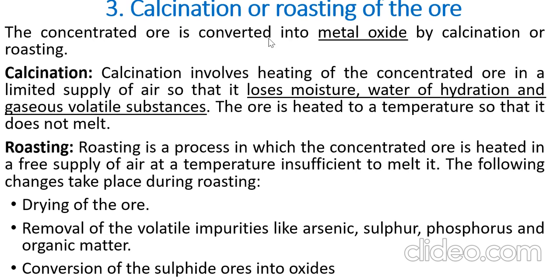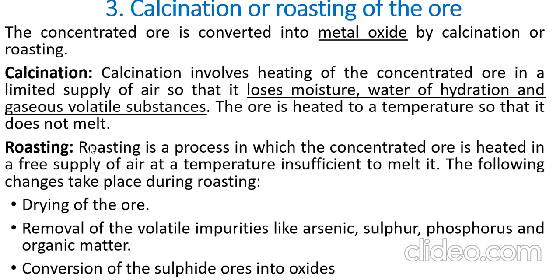So in this case, after each of these processes, the metal is converted to what? Metallic oxide. So calcination involves heating in a limited supply of air. Both involve heating in air. In calcination it is a limited supply of air, while in roasting it is in an open atmosphere, in a free supply of air.